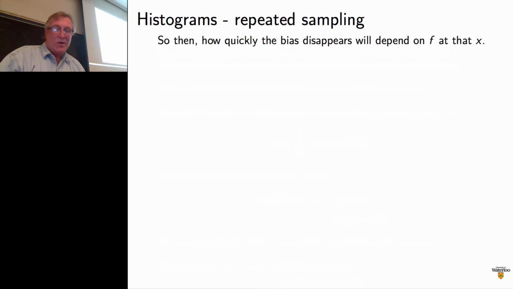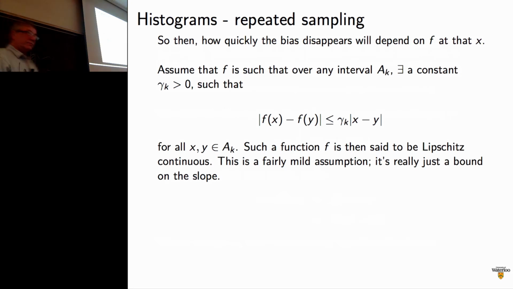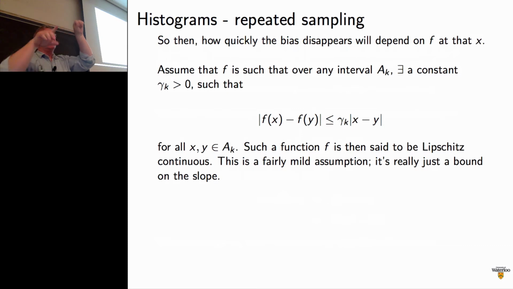So how quickly the bias disappears will depend on f at that value, of course. And to get a sense of that, I'll introduce something here that says, if I look at the slope between two different values in that interval, f of x and f of y, let's say, that can't really go off to infinity. That's a pretty mild assumption. Our density is going to be at least that well behaved. And if you want a fancy name for it, that's Lipschitz continuity.